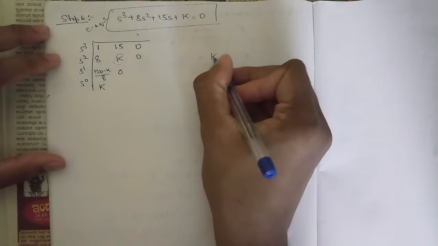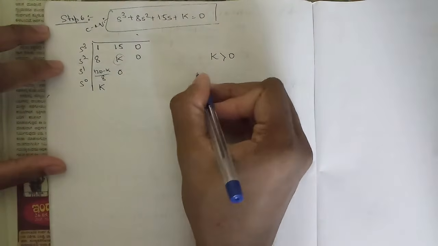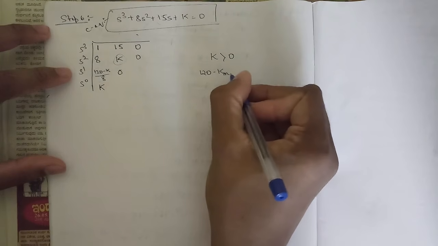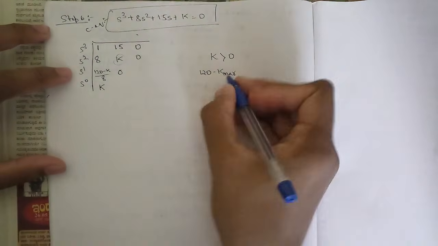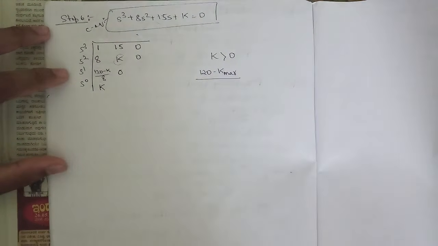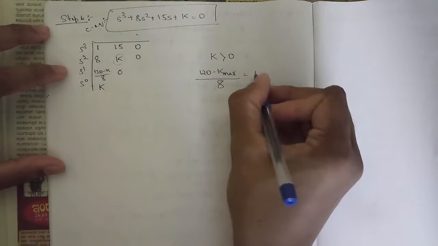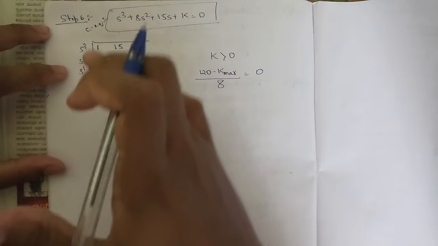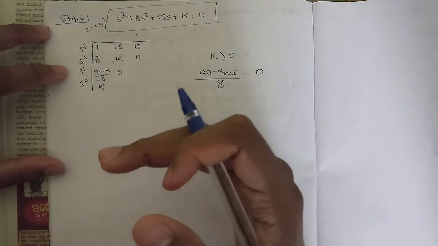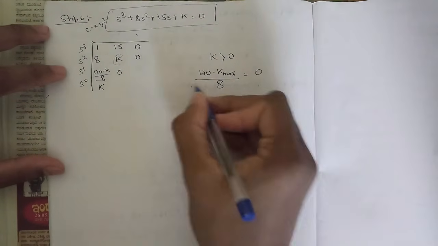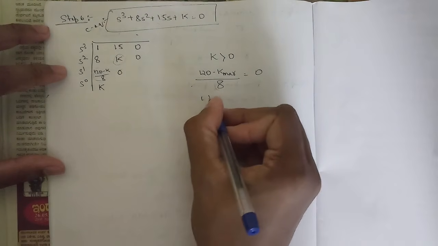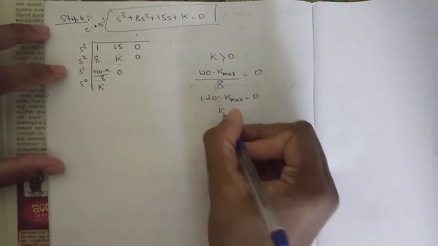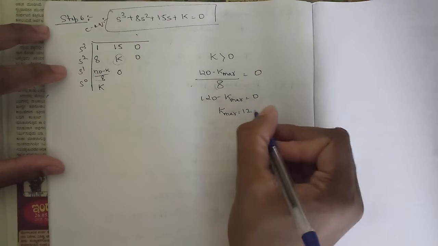So now what is the next step? K greater than 0, so that's why the above row, that is (120 minus k) by 8, is replaced by k margin now. Okay, in order to represent the row of zeros, we need to equate that to 0. If we equate this term to 0, we would get one row of 0. From this row of 0, we would get the auxiliary equation, and from that auxiliary equation we can find the s value. Taking this 8 to the other side, it will be 0. So 120 minus k margin equal to 0. Therefore our k margin value is 120.